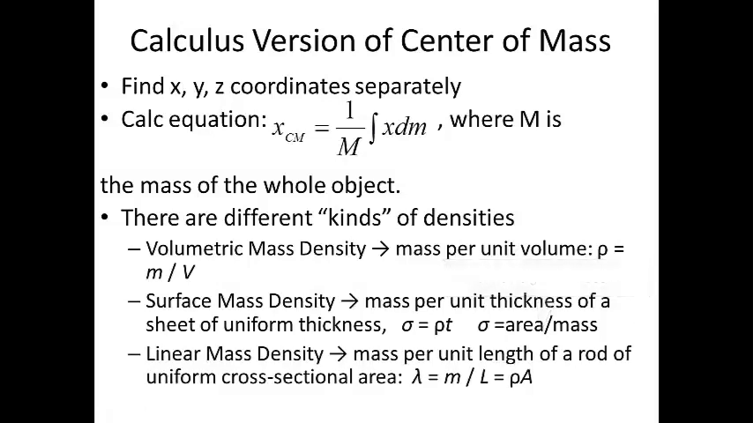There is also linear mass density. It's mass per unit length of a rod of a uniform cross-sectional area, and the Greek letter lambda is used there. Lambda is equal to mass divided by the length, and it would also be the same as the volumetric mass density times the area.